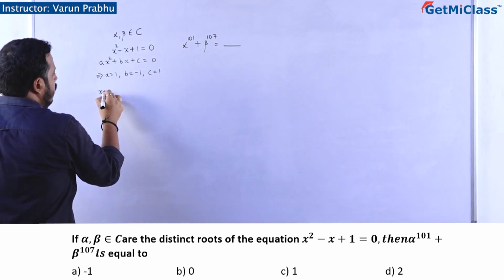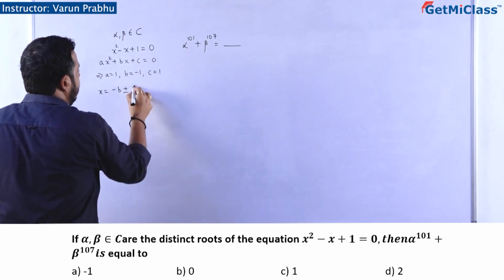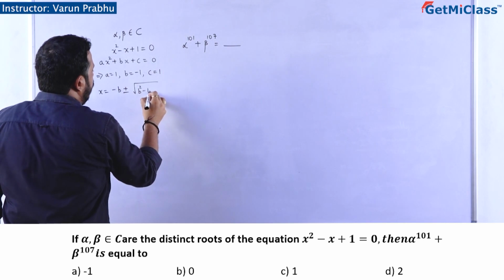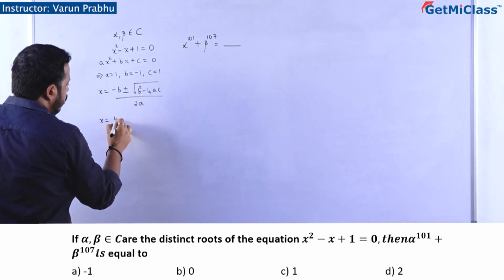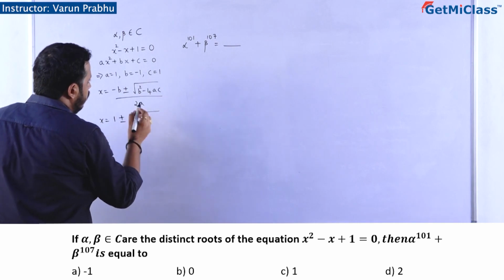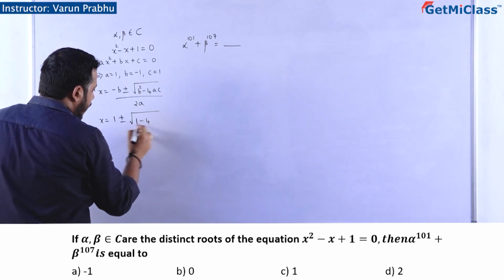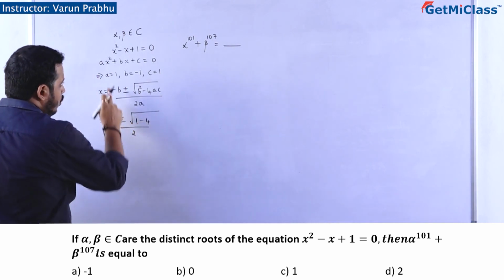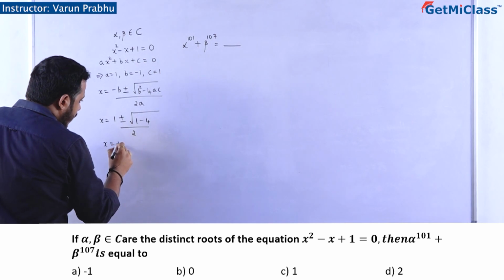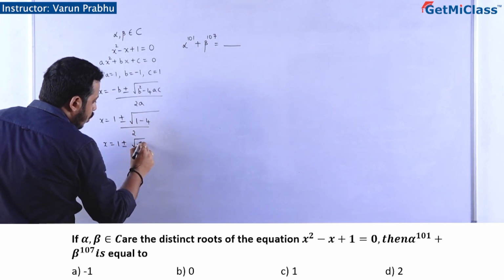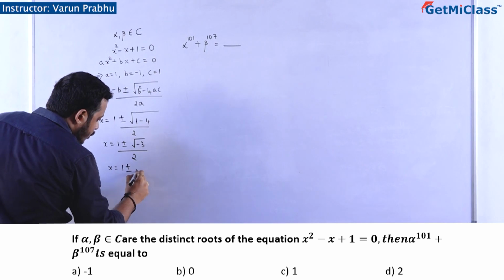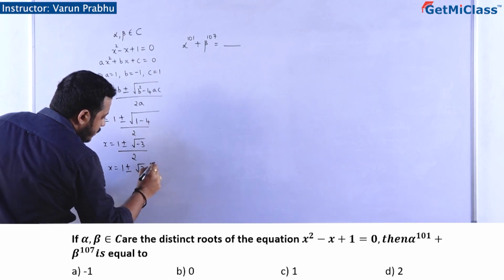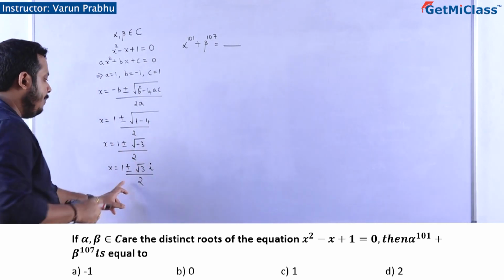By the quadratic formula, x = (-b ± √(b² - 4ac)) / 2a, where 2a is 2 into 1, which is 2. So x = (1 ± √-3) / 2. So x = (1 ± √3 i) / 2.